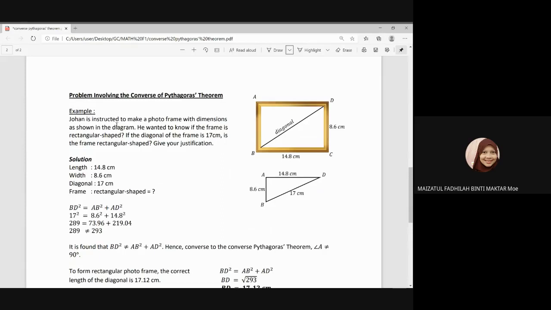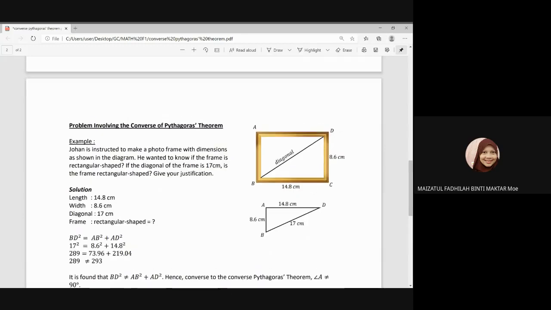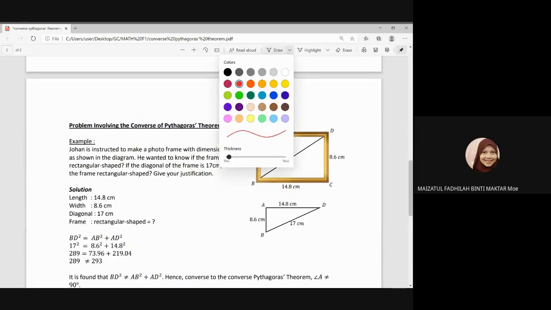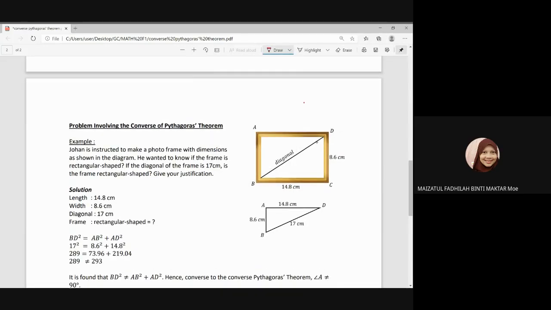Okay. So you can read here. Right. Johan is instructed to make a photo frame. The photo frame has the dimensions as shown in the diagram. He wanted to know if the frame is a rectangular shape. It means we know the rectangle is like this one. Okay, rectangle. Each angle of the rectangle is 90 degrees, right? Okay, so we assume he wants to find this one.